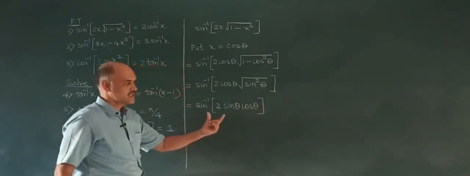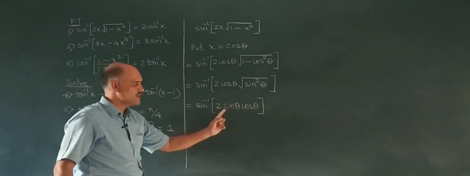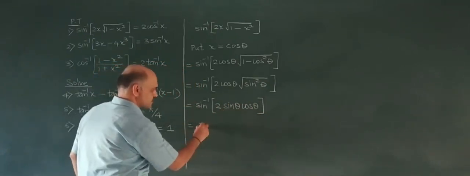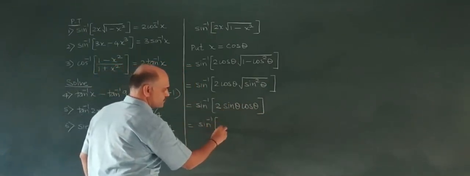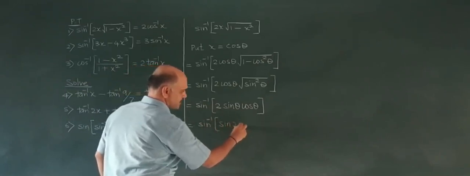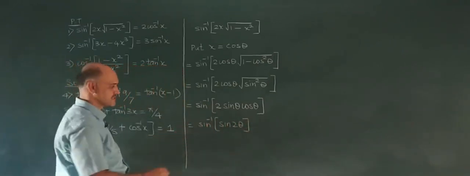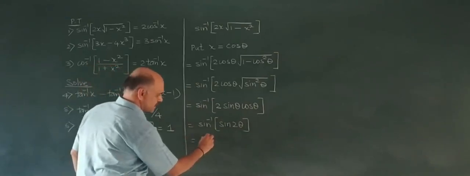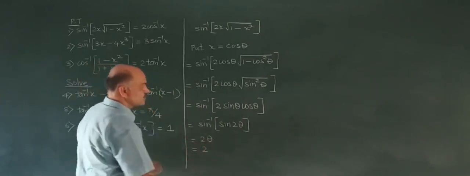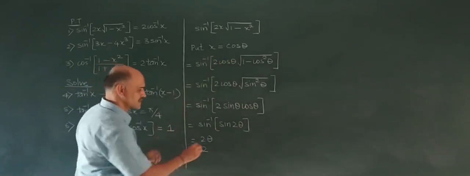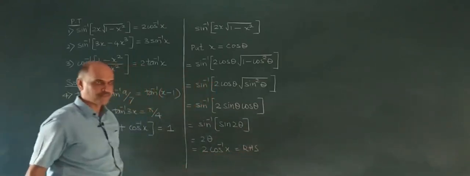Now if you observe this bracket, it is the formula of sin 2 theta. So sin inverse of sin 2 theta. Sin inverse sin gets cancelled. You will have 2 theta, and that is equal to 2 cos inverse x, since theta means cos inverse x. So this is RHS. This is our first problem.